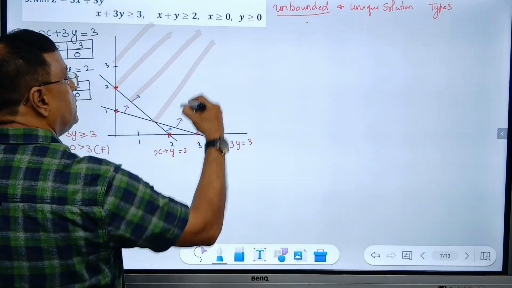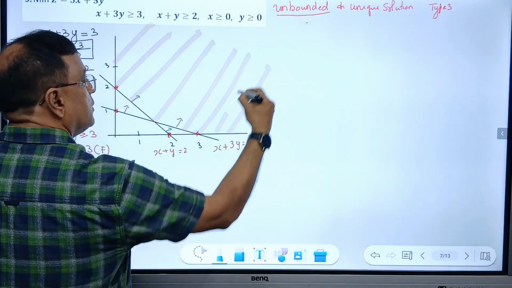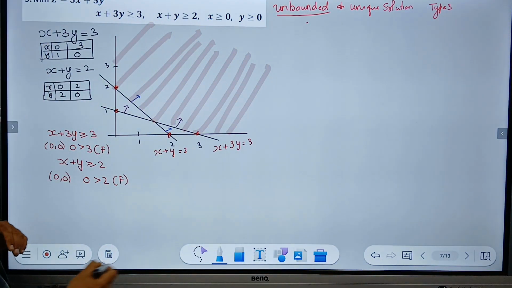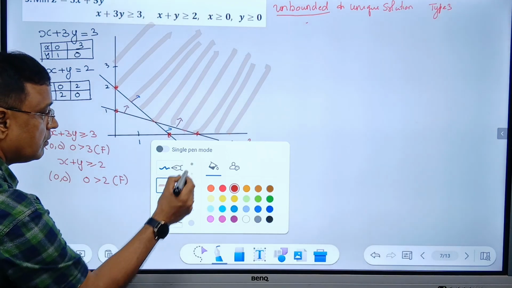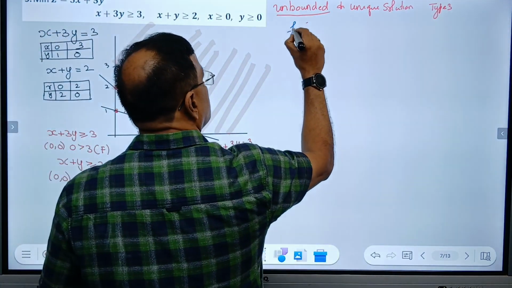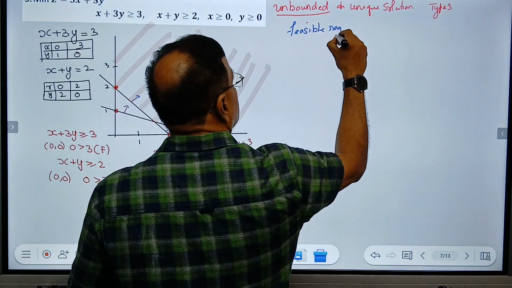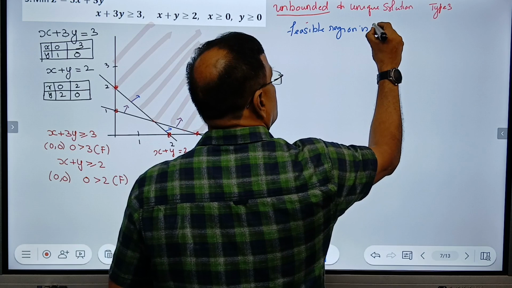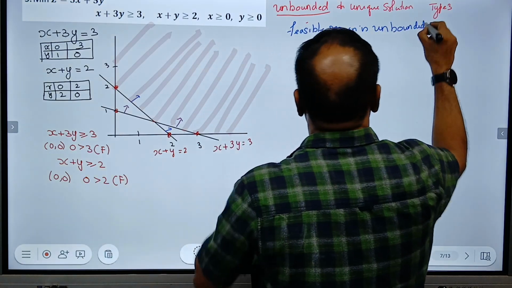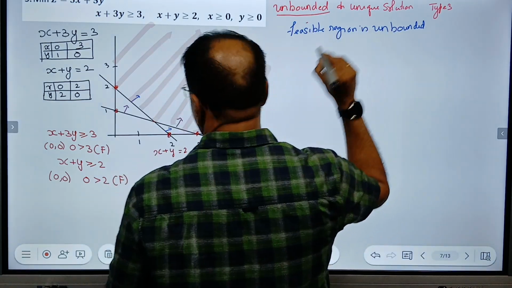So what type of feasible region have I got? I have got an unbounded region. Am I right? This is unbounded. So it's infinite. So what do you write here? The feasible region is unbounded. So it's totally different from what you have done before. Feasible region is unbounded. So what are the corner points?